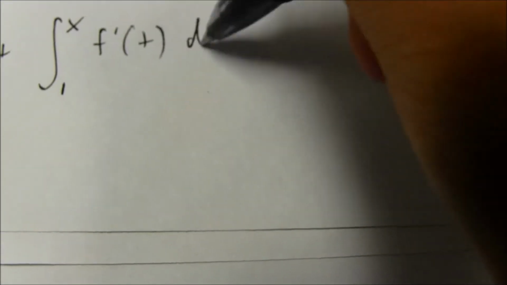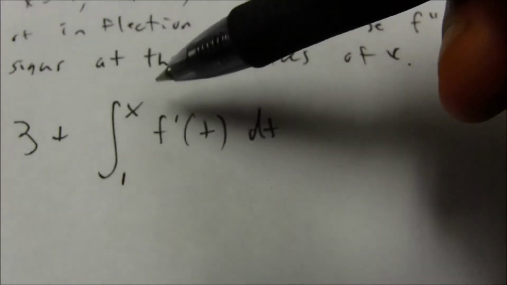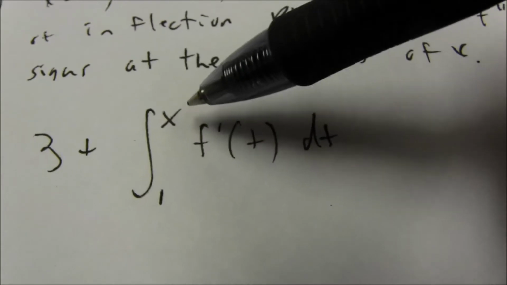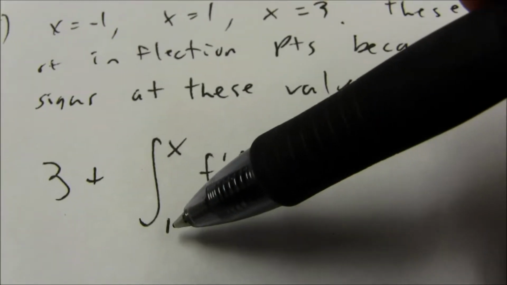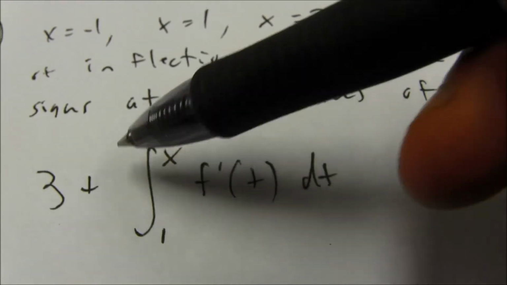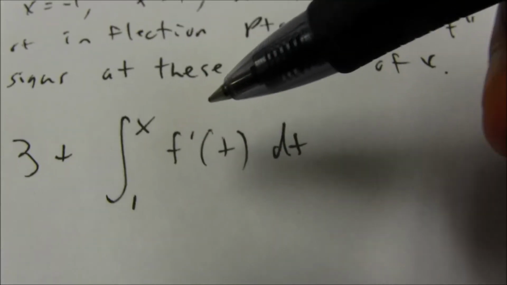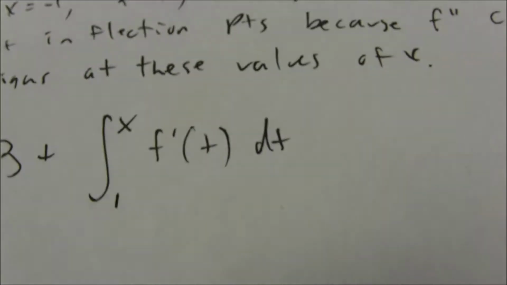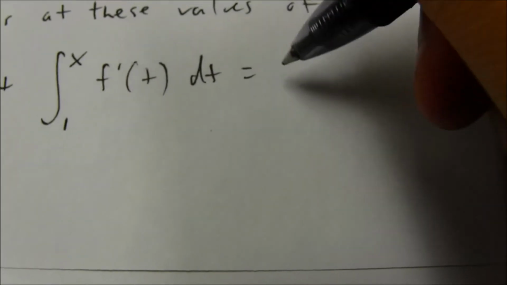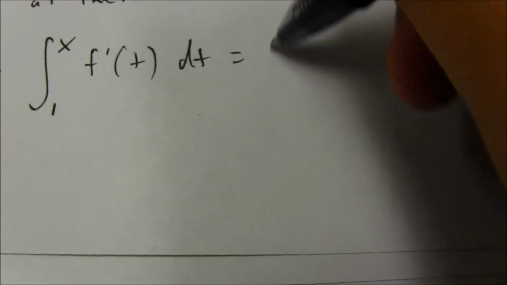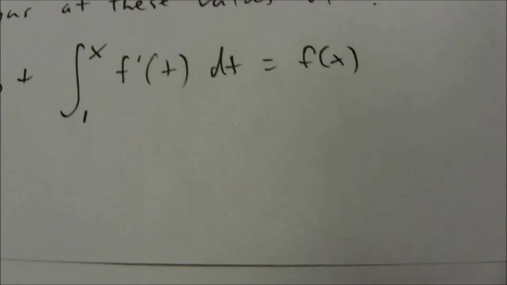Now, I'm not going to make this f of x. I'm going to call this f of t. The input is going in as a bound. So if I want the functional value at 5, I'm going to sub in 5 here and then take the integral between 1 and 5. If I want the functional value at 10, I'm going to sub in 10 there and find the integral between 1 and 10 and then add 3 and so on. So that's my f of x function there.